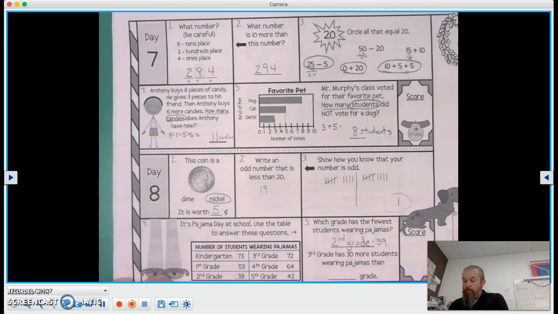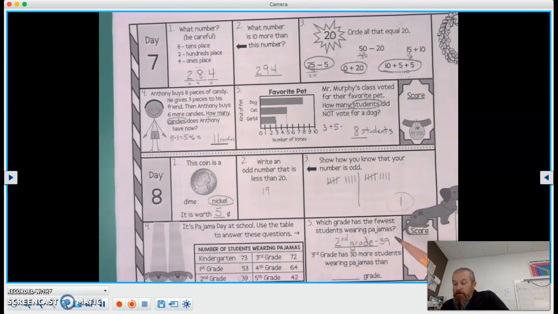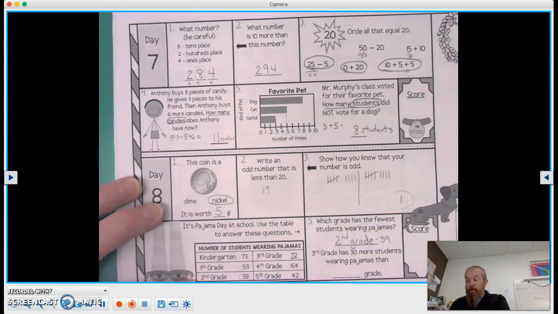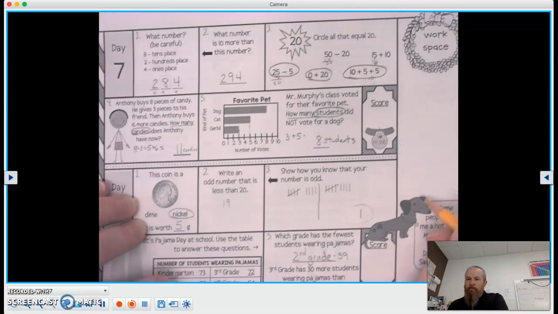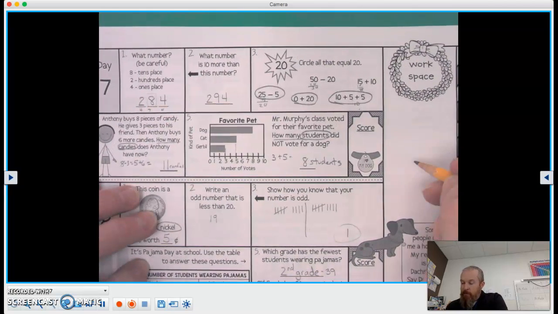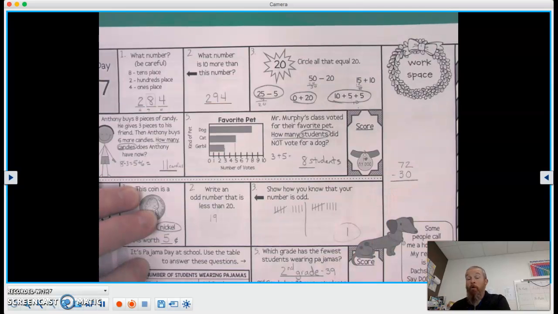And they had 39. 3rd grade has 30 more students wearing pajamas than what grade? So if I have 72 in 3rd grade and they have 30 less than. So let's go, move it over here. Hey there, Taco. We have 72. And if we take off the 30, that'll be 30 more than the other class.